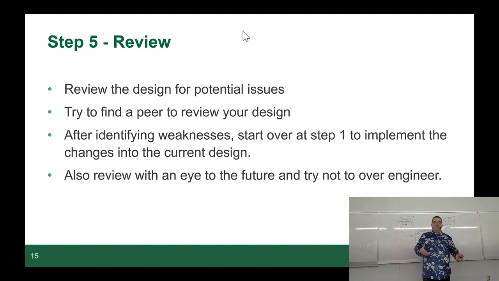So after you've identified any weaknesses, you go back to step one, implement the changes, walk through, make sure you don't need to normalize, et cetera, et cetera, until it's good enough. So when you're doing this review process, you're also going to try to think down the road a little bit so you don't corner yourself.